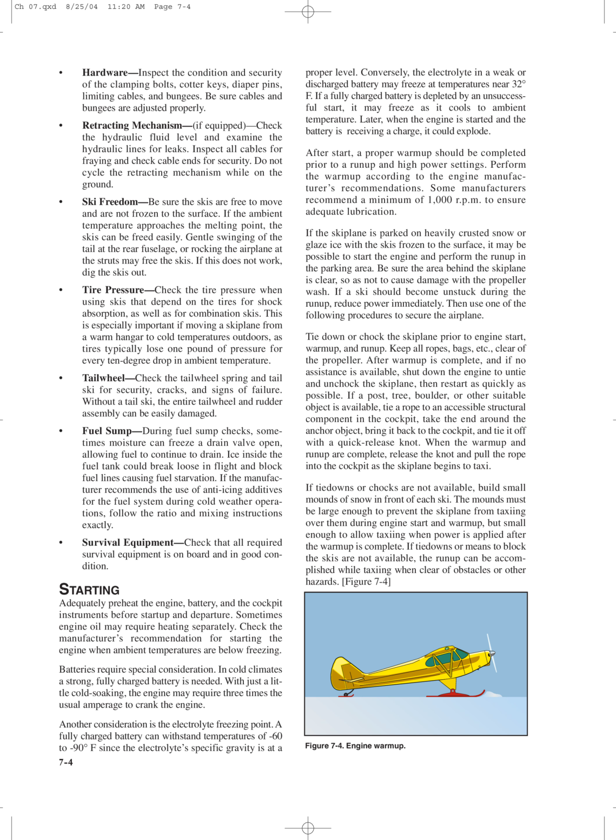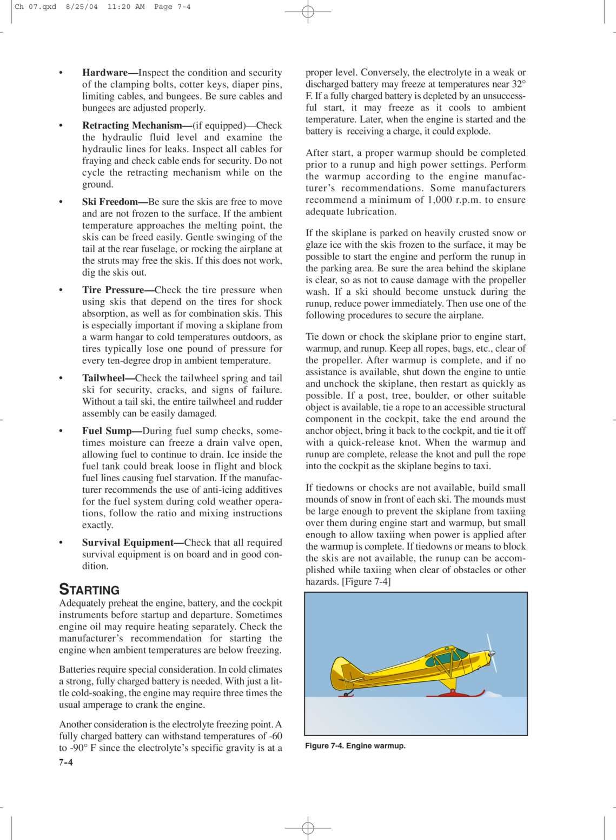Tire pressure: check the tire pressure when using skis that depend on the tires for shock absorption, as well as for combination skis. This is especially important if moving a skiplane from a warm hangar to cold temperatures outdoors, as tires typically lose 1 pound of pressure for every 10-degree drop in ambient temperature. Tailwheel: check the tailwheel spring and tail ski for security, cracks, and signs of failure. Without a tail ski, the entire tailwheel and rudder assembly can be easily damaged.